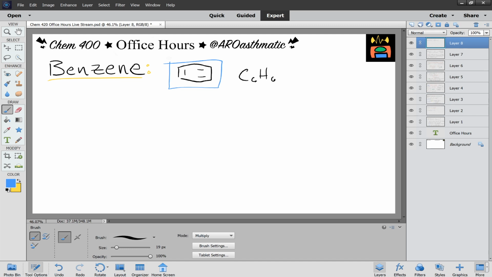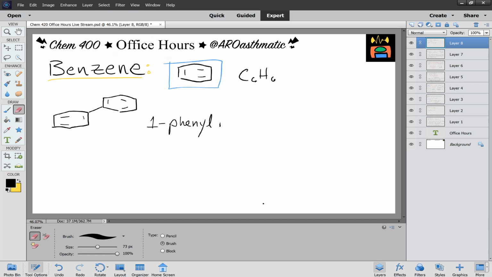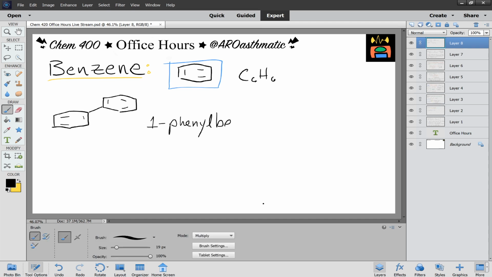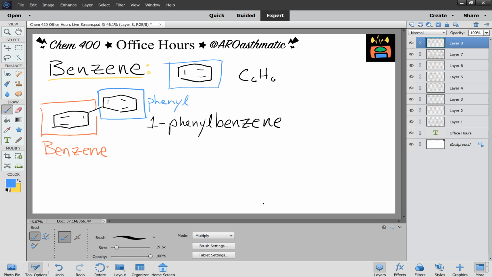And this thing has a substituent name of phenyl. So, for example, this compound would be named 1-phenyl benzene, because one of these rings is the benzene parent, and the other ring is a phenyl substituent. So you don't say benzyl, you say phenyl is the substituent name.